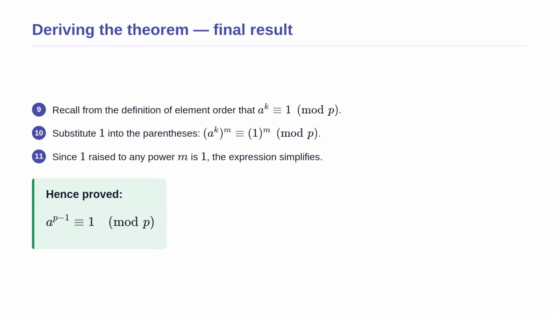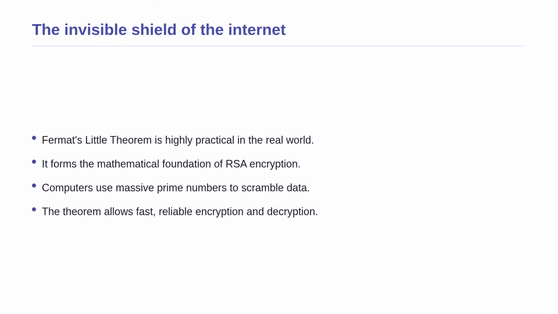This shows the incredible power of group theory. A profound result about prime numbers falls out naturally just by looking at the sizes of groups. So, we have proven that this theorem holds. This brings us to an important question. Why does anyone care about remainders of massive numbers in the real world?